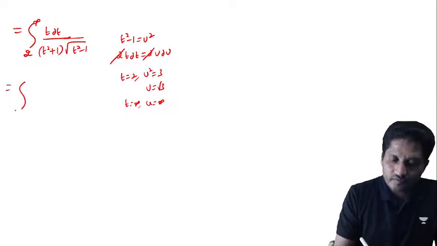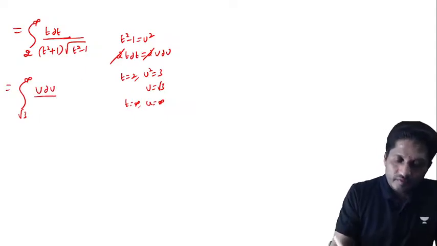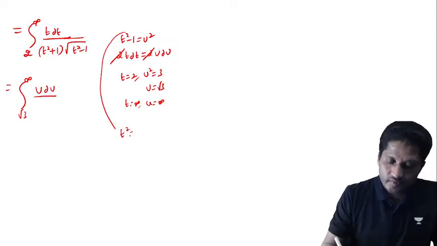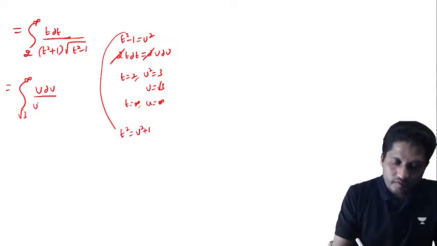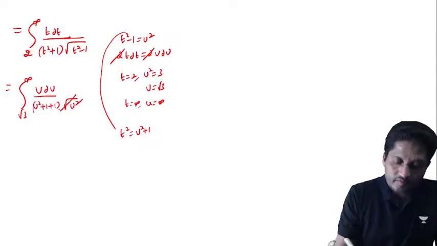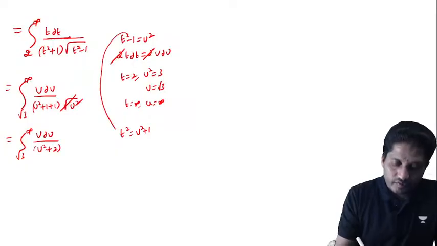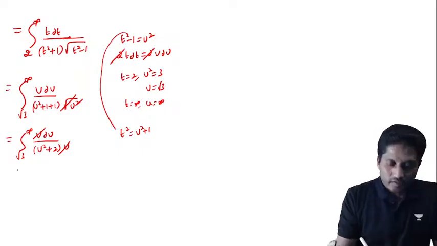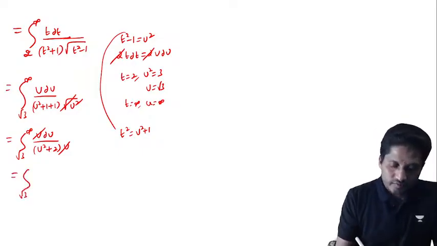This becomes integration of root 3 to infinity. Okay, t dt will be equal to u du. From this, the value of t square will be u square plus 1. This will be u square plus 1 plus 1 into root of u square. Root and square cancel, u and u cancel. Root 3 to infinity u du divided by u square plus 2 into u. Now this will cancel. Now this is equal to integration of root 3 to infinity du divided by root 2 the whole square plus u square.